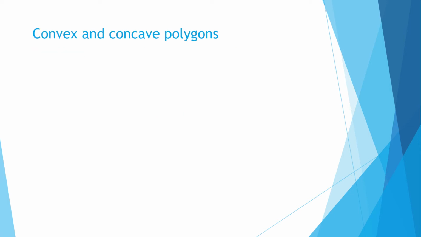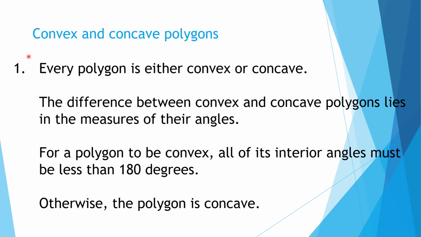Now there are two types of polygons, convex polygon and concave polygon. Every polygon is either convex or concave. Your polygon can be only one of these two types. So what is the difference between these two? The difference between convex and concave polygons lies in the measure of their angles. Angles tell which type of polygon it is. For a polygon to be convex, all of its interior angles must be less than 180 degree. Otherwise the polygon is concave. I'll explain this now.